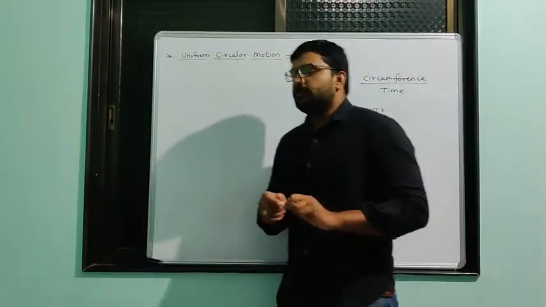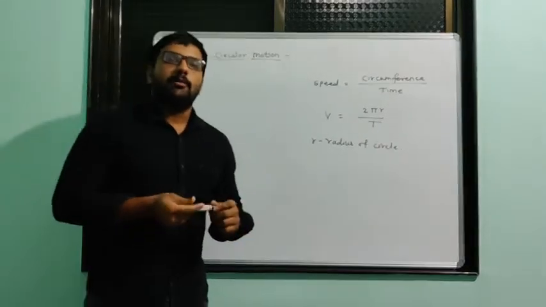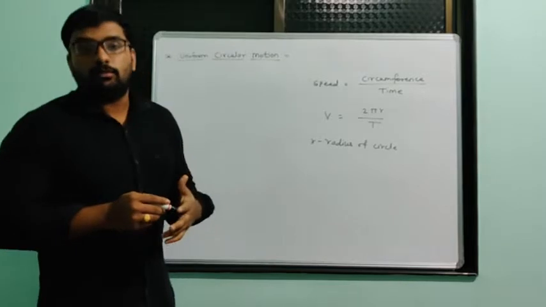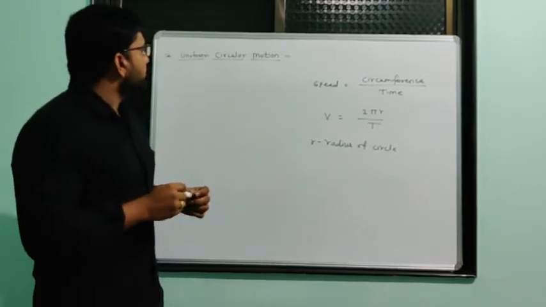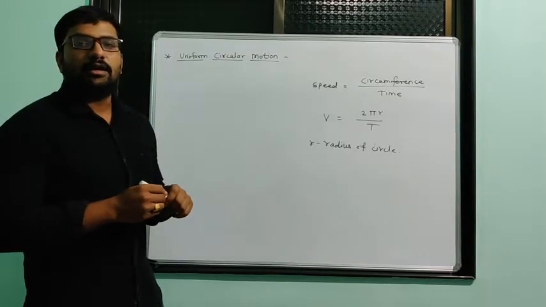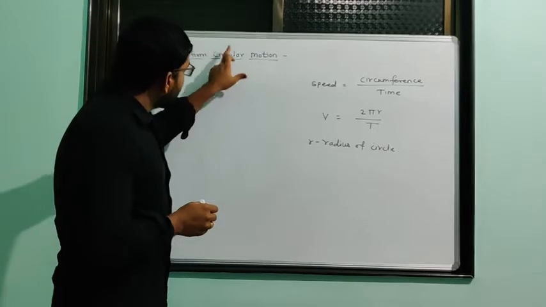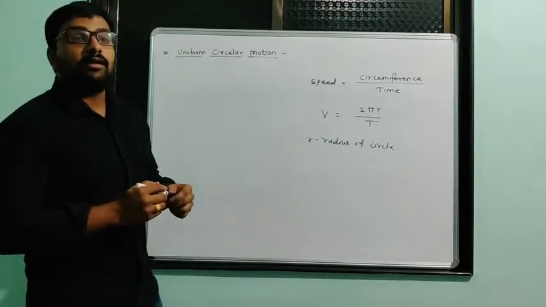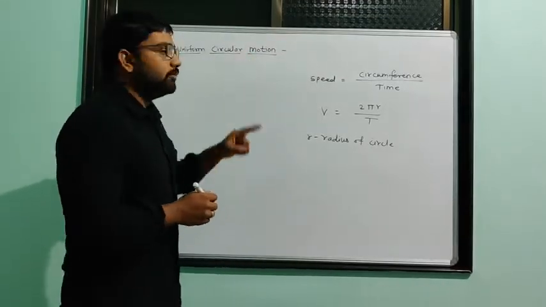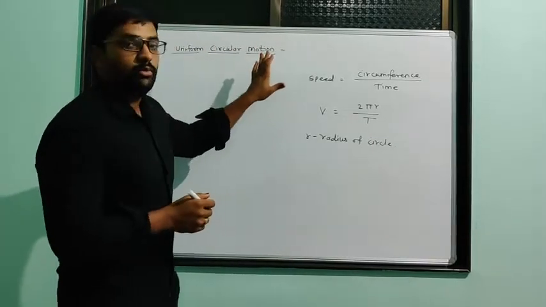Now today we have to see the next topic, that is uniform circular motion. Up to now we have carried out the study of motion. So today we have to see circular motion. First of all, it is a motion, but which type of motion? We are already studying uniform motion. Now we have to study uniform circular motion.